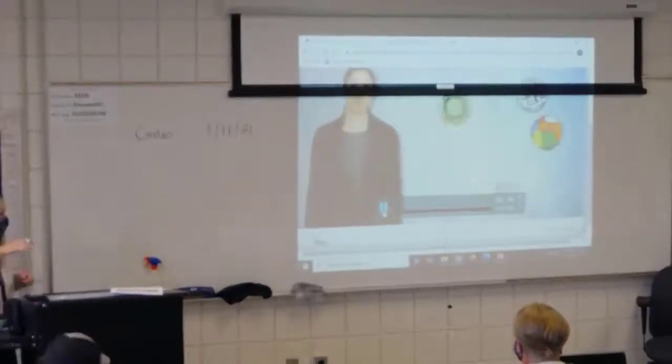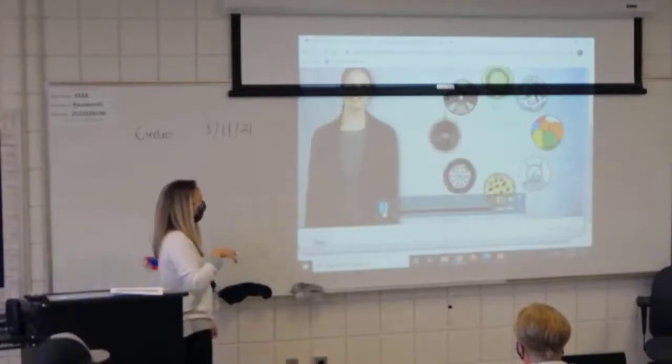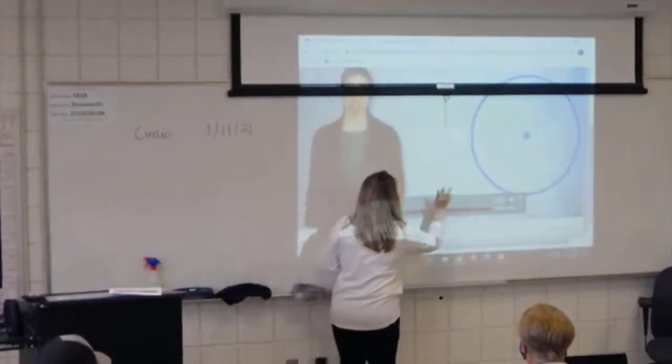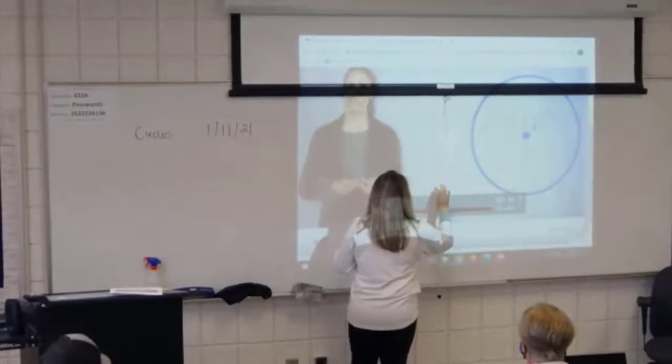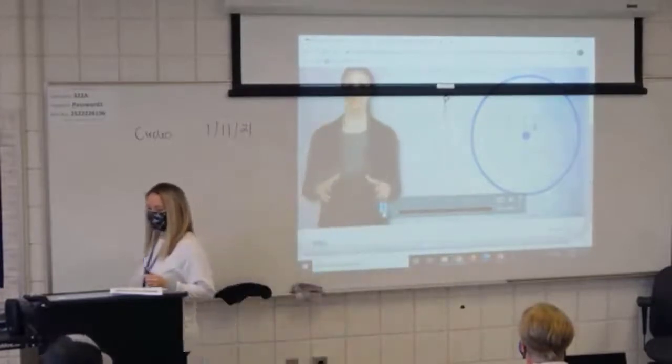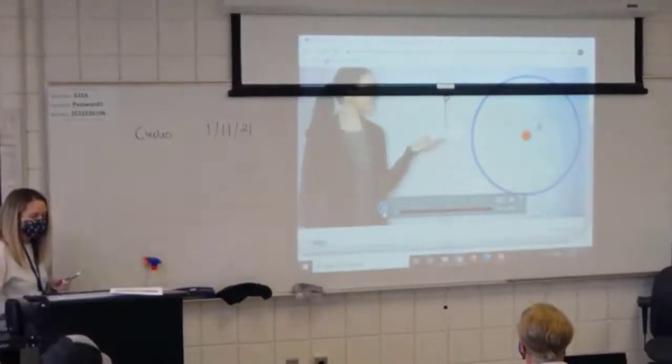A common shape that is all around us is the circle. A circle is a two-dimensional figure that is the set of points that are the same distance away from a given point, like point A.